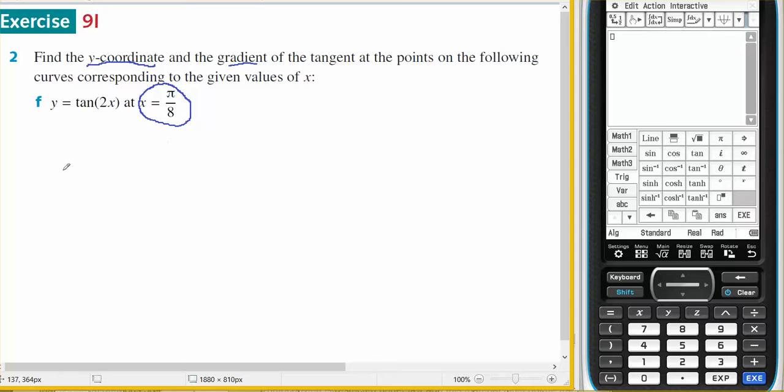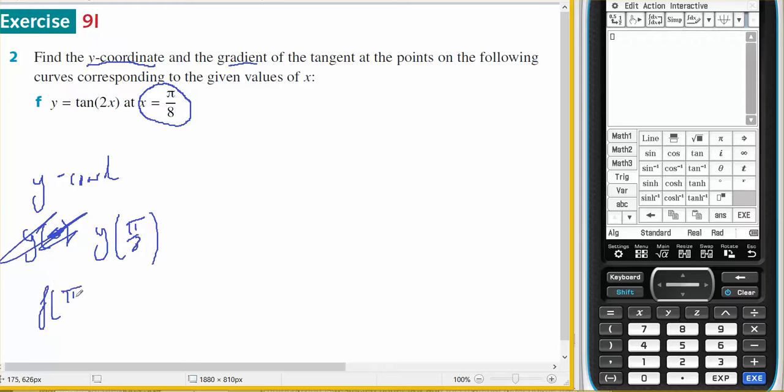To find the y-coordinate, in the equation I need to make x equal to pi on 8, or f of pi on 8 if it was in the form of f of x equals. And to find the gradient, into the derivative, so dy dx, I set x equal to pi on 8, or f dash of pi on 8.